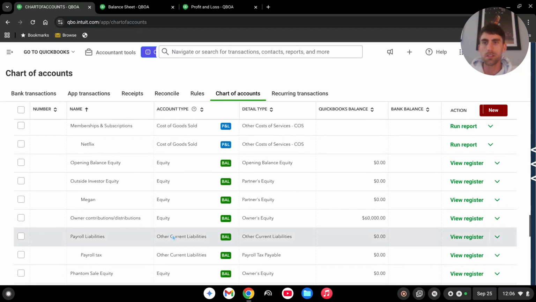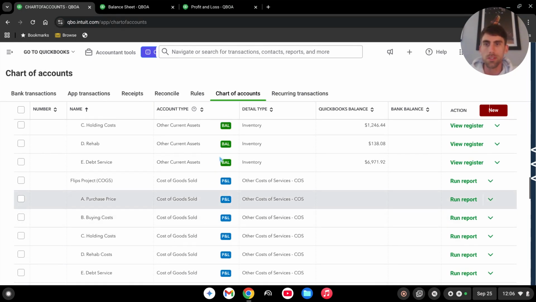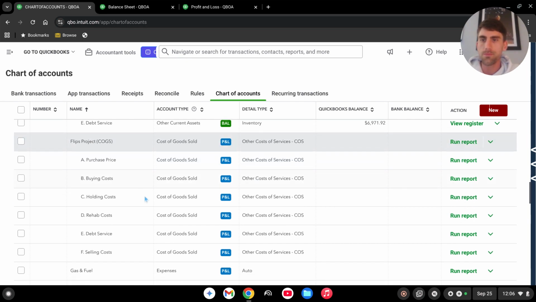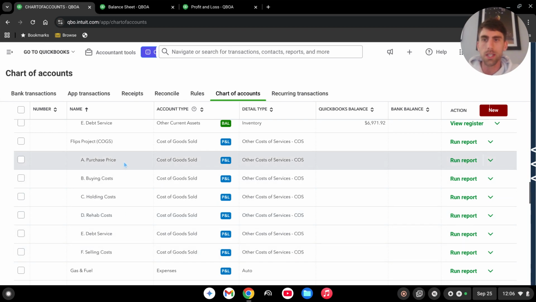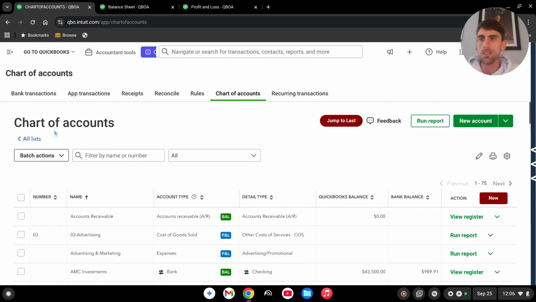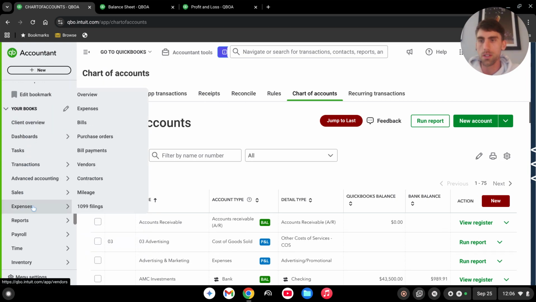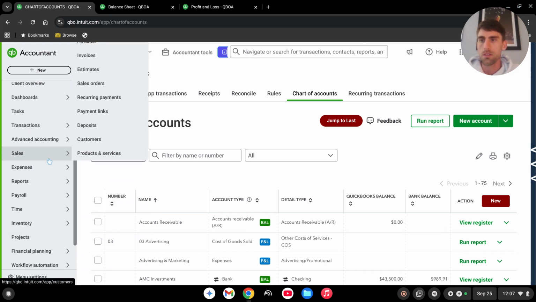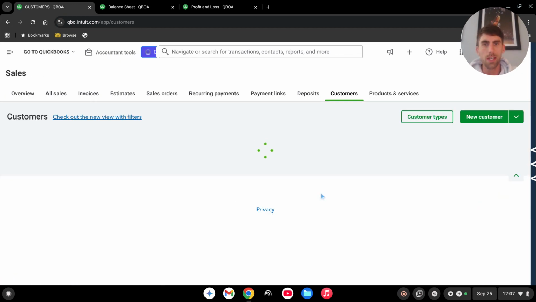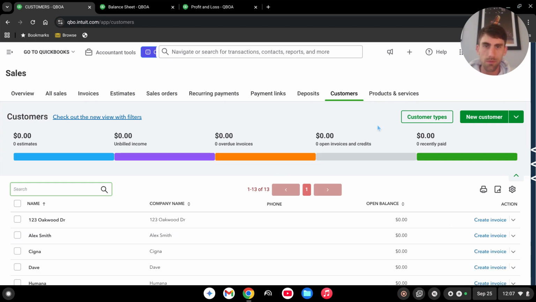But for a fix and flip, we actually want to set it up in the cost of goods sold so that we can utilize the project portal. So what I did is made this parent account, flip project, and I have these sub accounts underneath it that we're going to use. The second thing that we need is to set up our customer. And we need to set this up because you can't have a project unless you actually have the customer first.